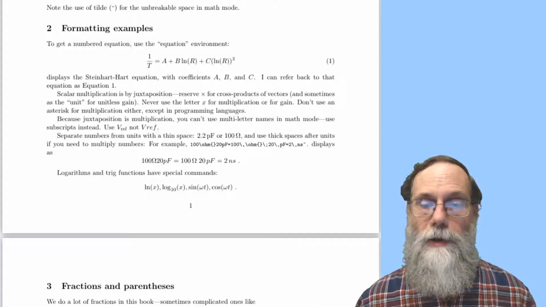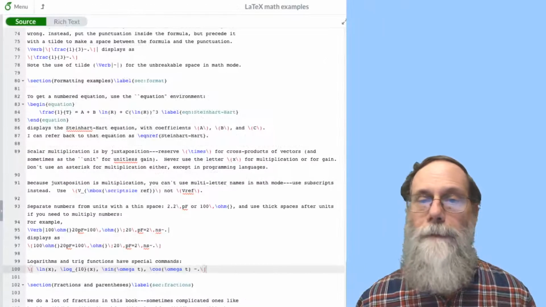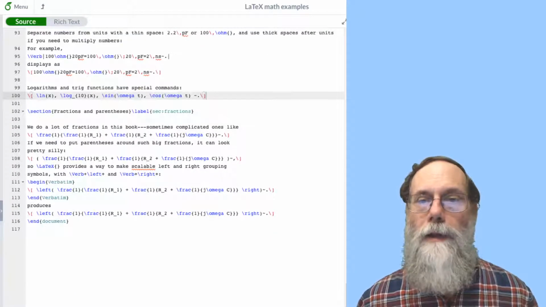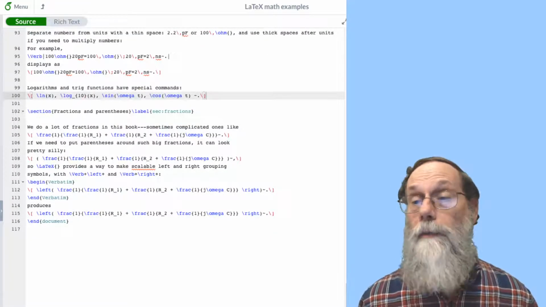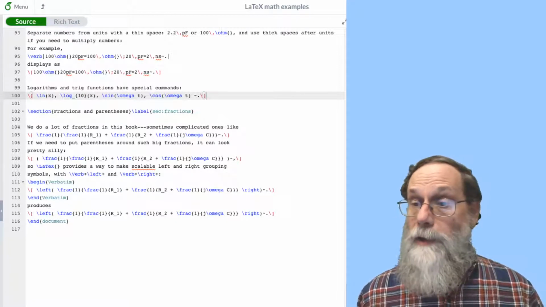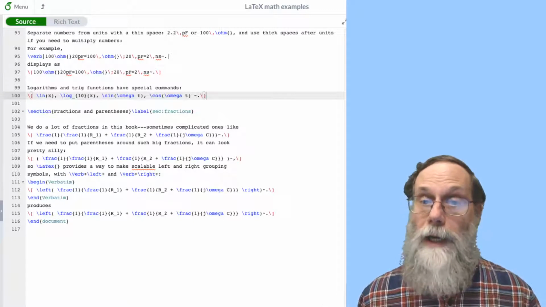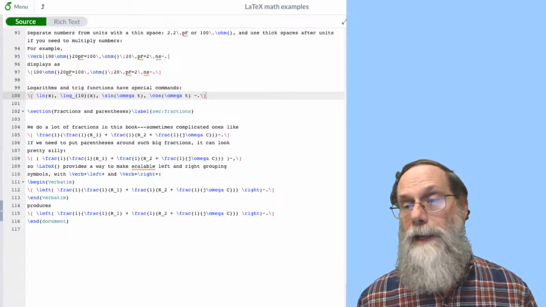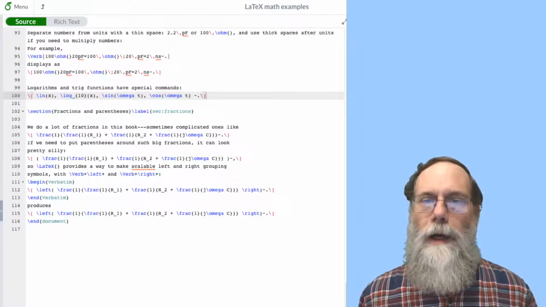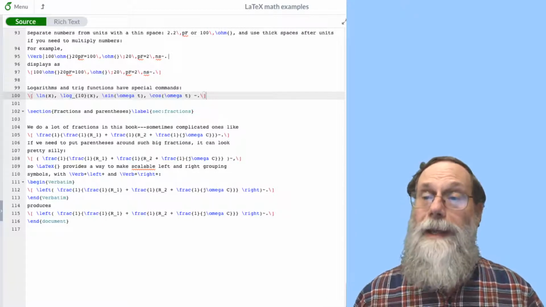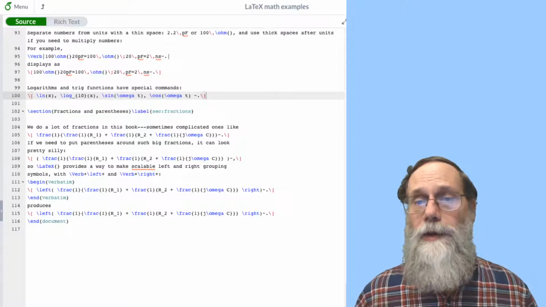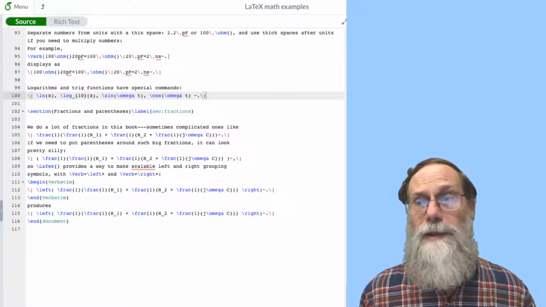All right, let's go back to the input again and scroll a little further here to look at fractions and parentheses. And we do a lot with fractions in this book. So we end up using the \frac operator for LaTeX quite a bit to make good-looking fractions with formula, horizontal bar, and another formula underneath. If you get embedded fractions with fractions inside fractions inside fractions, it can get kind of big. And if you just put little parentheses around it, it looks pretty silly.